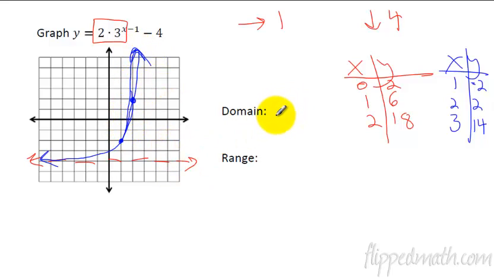And domain. The domain's all the x values, and in this case, it's all real numbers. And the range is all of the y values that are above the asymptote. In this case, the asymptote is y is greater than negative 4. All right, there's how you graph those.